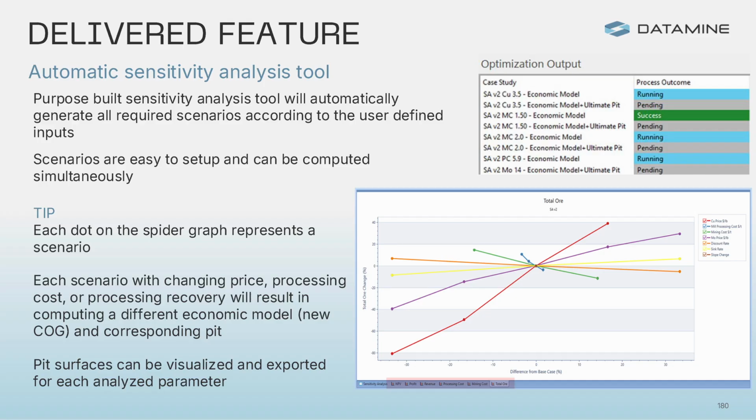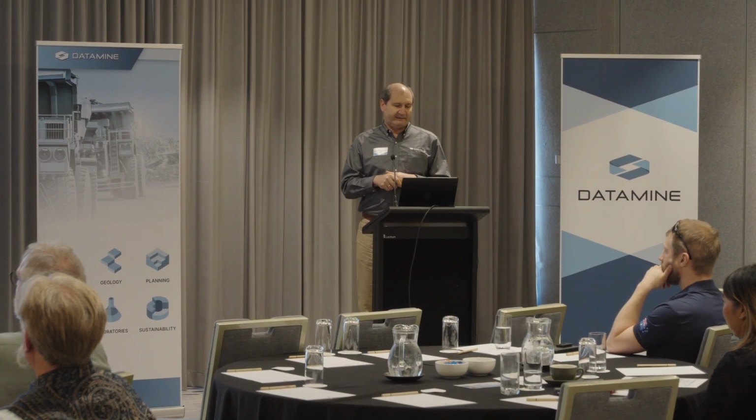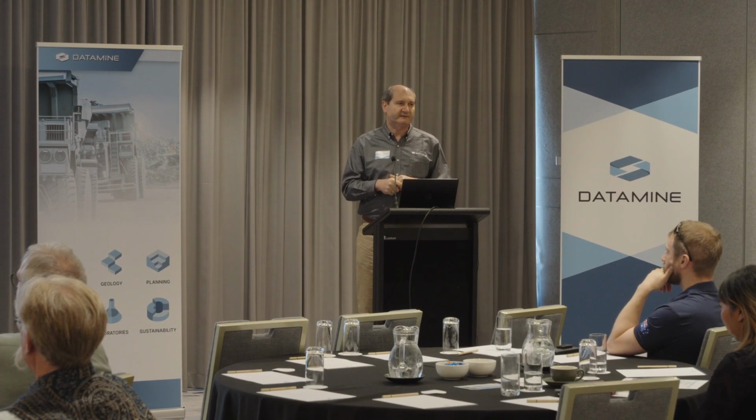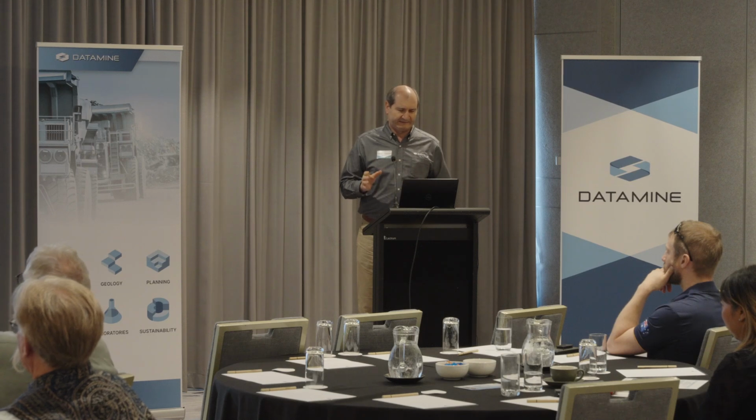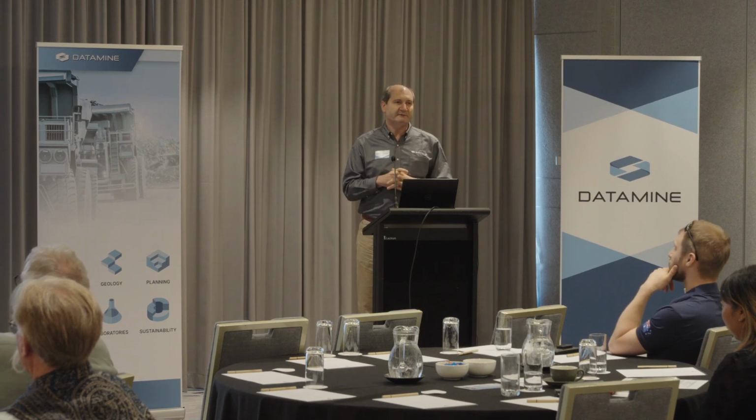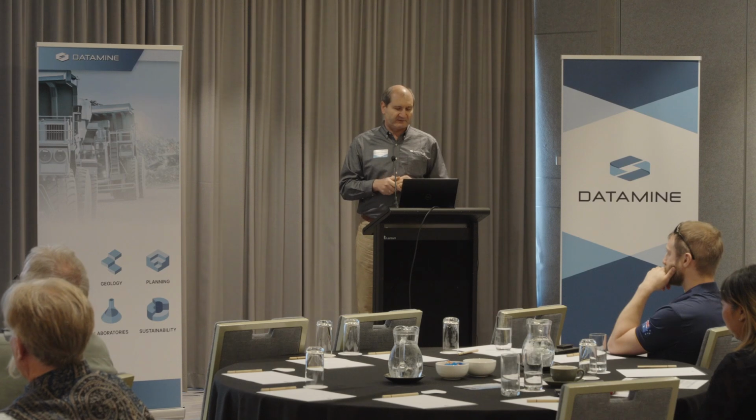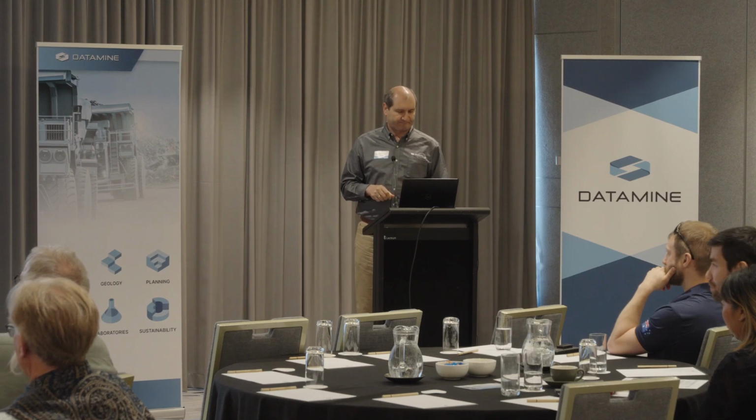The result of this sensitivity analysis is numerous tables which show the results for each of these runs, plus these automatic graphs. So each dot on this graph is one optimized pit. In the center is the base case, and you can see how the ore tons, stripping ratio, profit, net value, whatever KPI you want, is changing between each of these different scenarios.